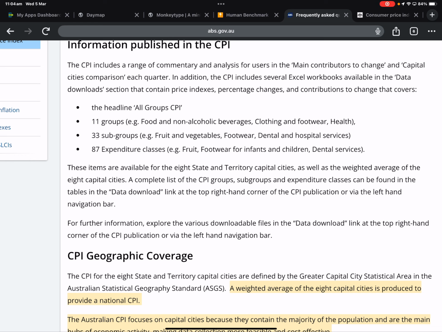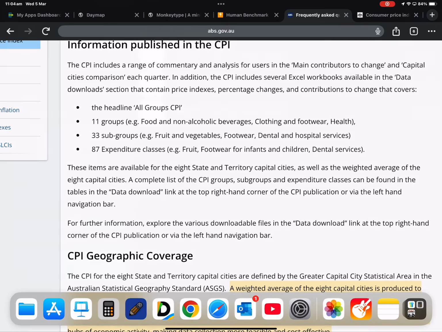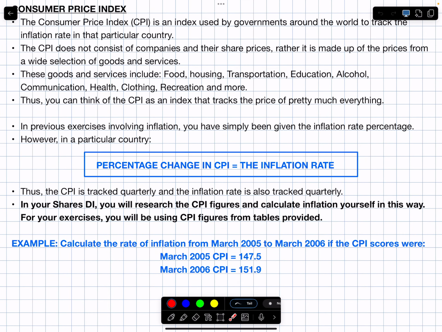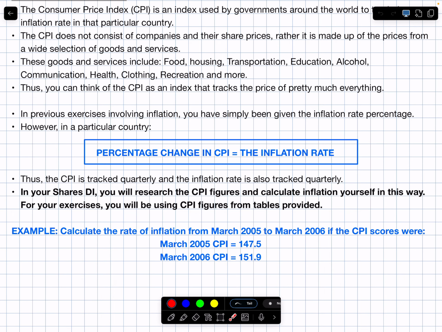All right? What is the point of that though? How is that relevant to shares? Because previously, in 4G, when you did inflation, you were just given the inflation rate. But actually, in real life, if you find the percentage change in CPI, that is the inflation rate. So that's what you're going to be doing in your test and in the exercises. You'll find the percentage change in CPI, and that will be the inflation rate that's relevant.